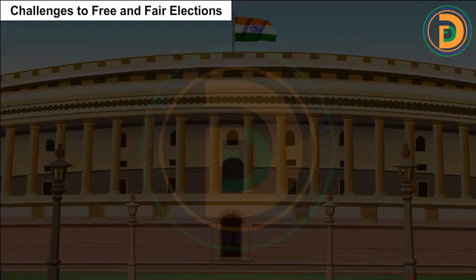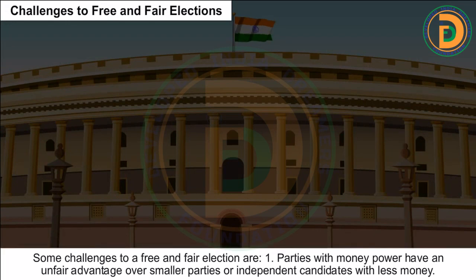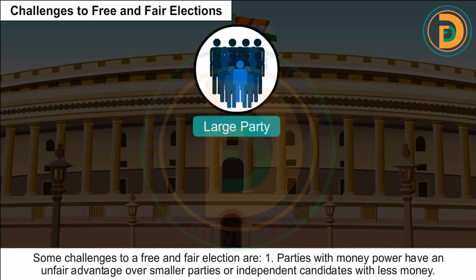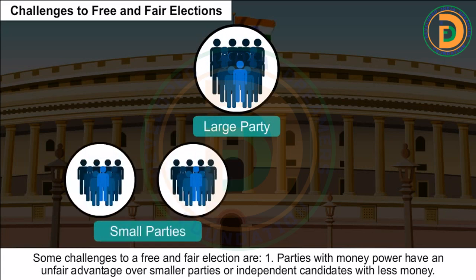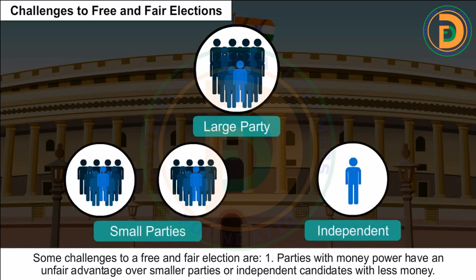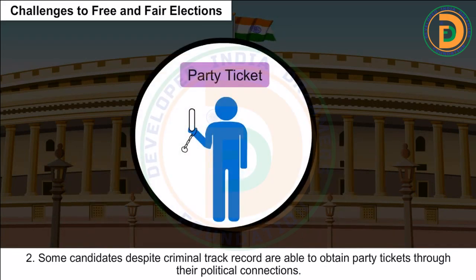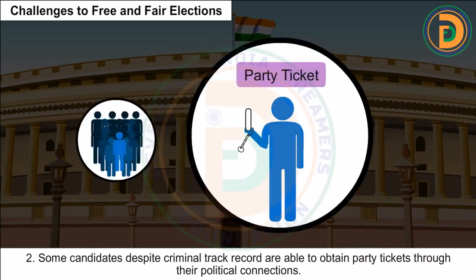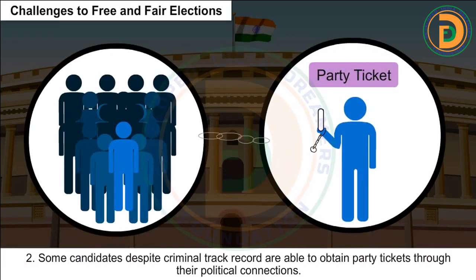Challenges to free and fair elections. Some challenges to a free and fair election are: 1. Parties with money power have an unfair advantage over smaller parties or independent candidates with less money. 2. Some candidates, despite criminal track record, are able to obtain party tickets through their political connections.